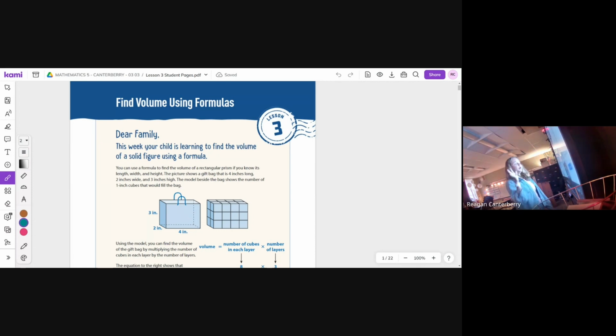So what I have presented to you right now is our parent letter for this week. This week we're starting lesson 3, which is about finding volume using formulas. So just so you can see the build up of where they started and where we're going. They started in lesson 1, learning how to find volume by counting cubes.